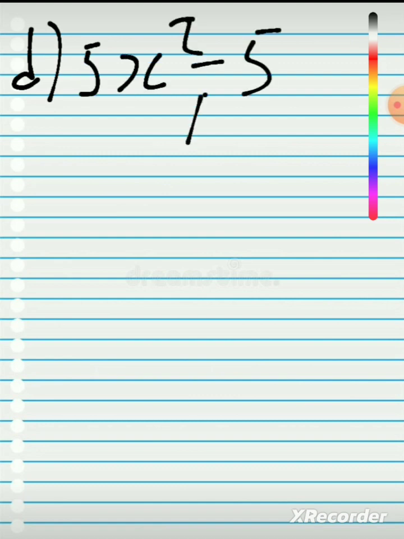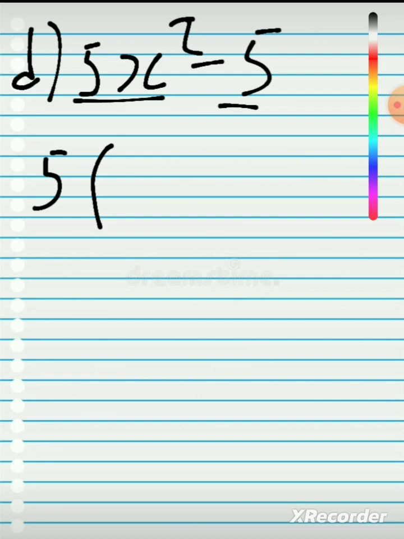We go to D. D says 5x squared minus 5. Okay? Again, the minus reminds us of the difference of two squares, but there's an issue. There's no way we can write 5 as some number to the power 2. 5 has no square root, so we can't use difference of two squares. But we can see that there's a common factor here, which is 5.